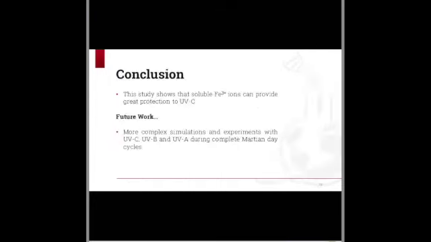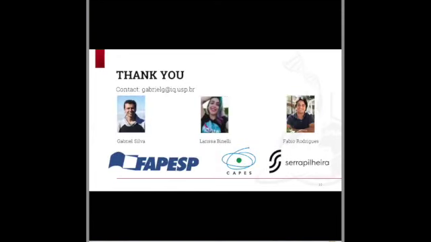So this work shows that soluble ferric ions can provide great protection from UVC for sensitive organisms like Acidithiobacillus ferrooxidans. In future work, we want to use more complex simulations and experiments using UVC, UVB, and UVA during a more complete simulation of the Martian day cycles. That is it. Thank you very much.